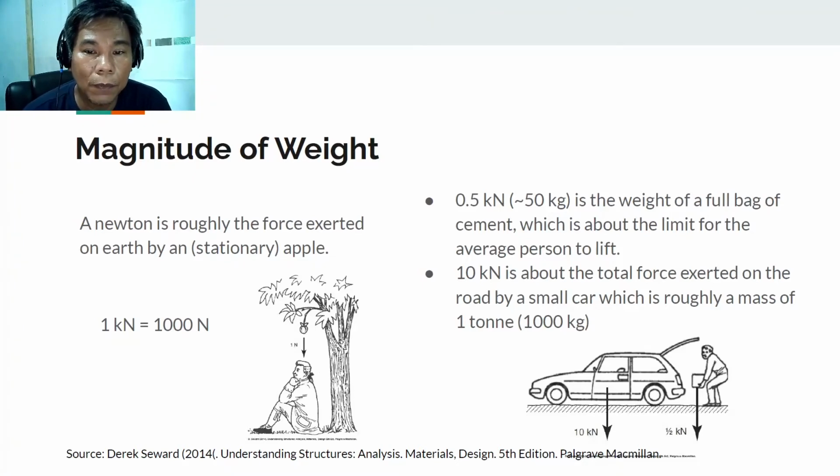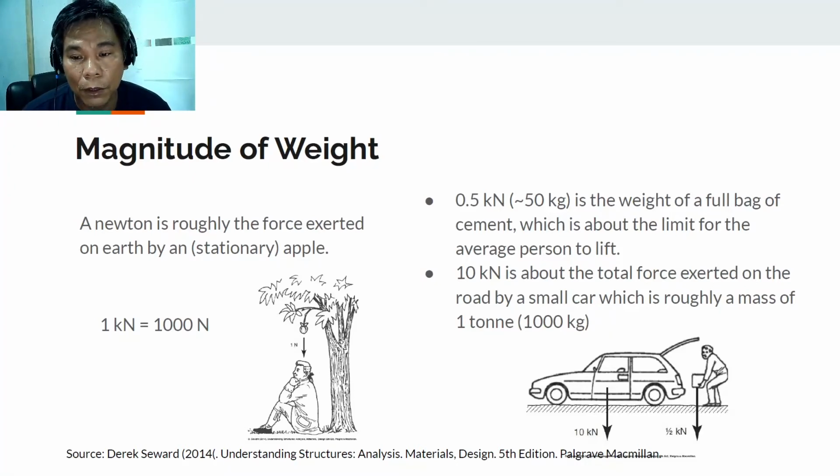For half of a kilonewton, that is equivalent to 50 kilograms. That is the weight of a whole bag of cement. In our case, that's 40 kilograms. But in Europe, they use a 50 kilogram bag of cement, which is about the limit for the average person to lift. So it's very light, or actually it's a small weight, 0.5 kilonewton.